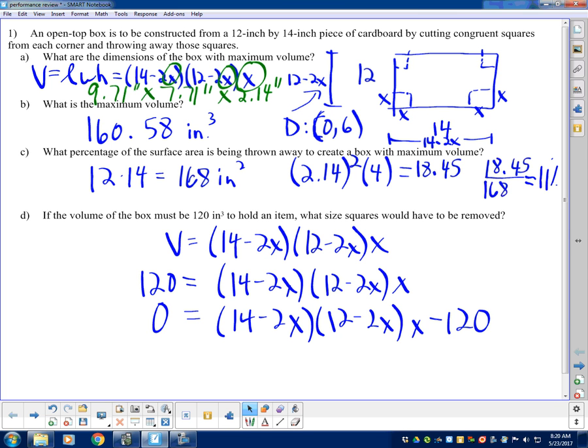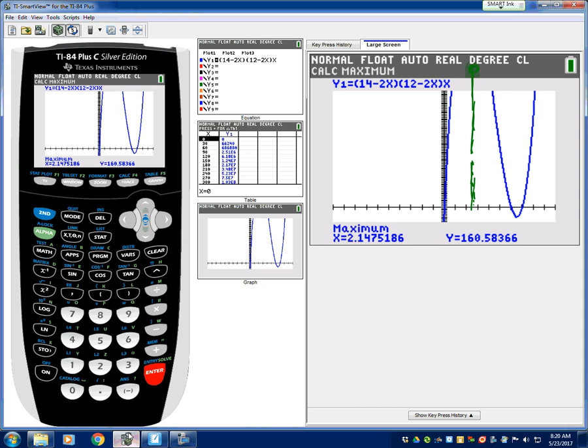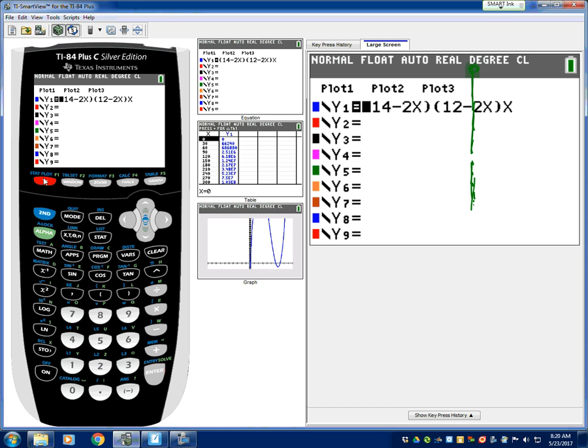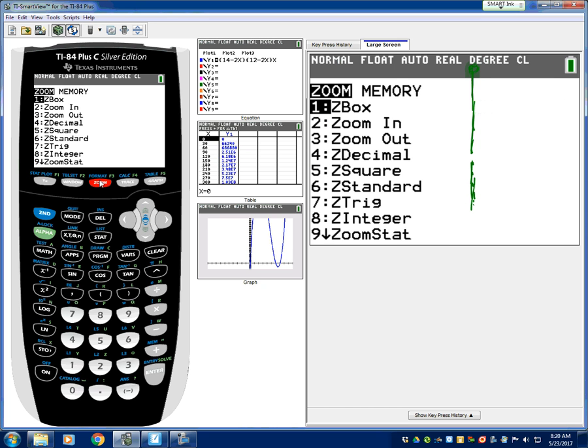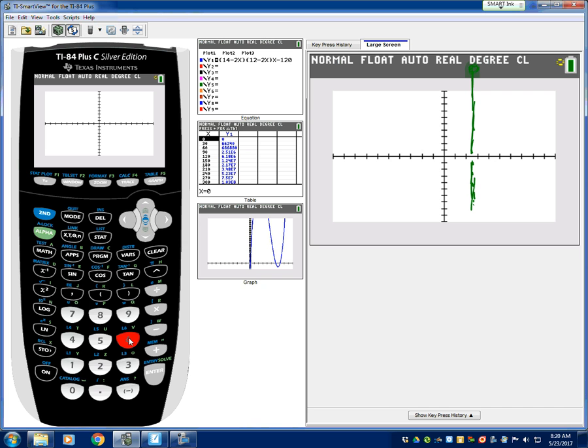So this is saying that if the volume must be 120, what size squares would have to be removed. Let's go back to the calculator. All we have to do is go back to the y equals menu, take this equation, and subtract 120 over. So we do minus 120. I like to start with the standard graphing window and then go from there. So standard graphing window, have it graph it, and then go ahead and find the zeros.